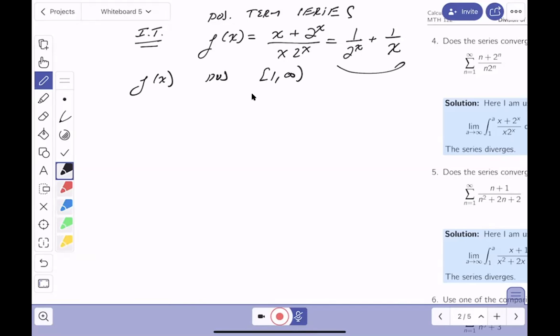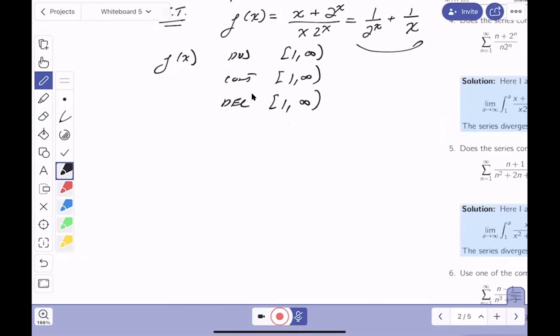The next thing I'm going to say, it's continuous. The only place where it would be discontinuous would be at 0. So I'm going to say 1 to infinity. I'm also going to say it's decreasing. So how could you say that? Just look at it. What happens? Every x we take above the 1, those terms are getting smaller and smaller and smaller. So it's decreasing on 1 to infinity.